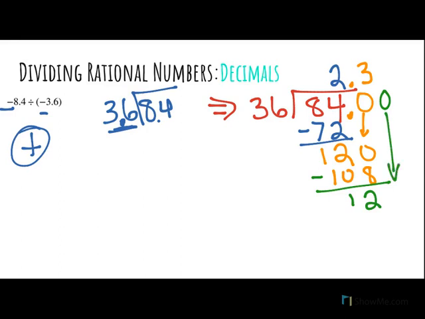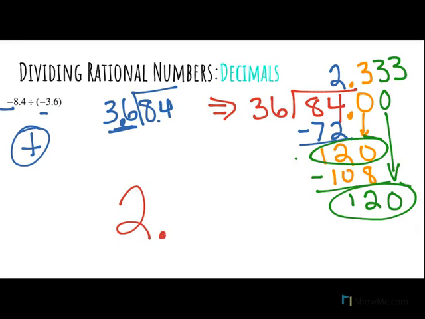I could bring down another 0 and give me 120. Now, do we recognize a pattern here? I got 120, now I'm going to get 120 again. So my answers are going to be the same. Or this is our repeating decimal we talked about a little earlier. So my answer for this one is going to be 2.3 repeating.